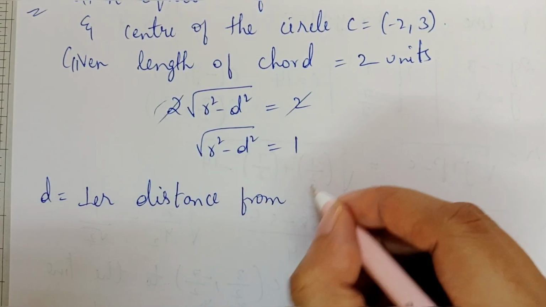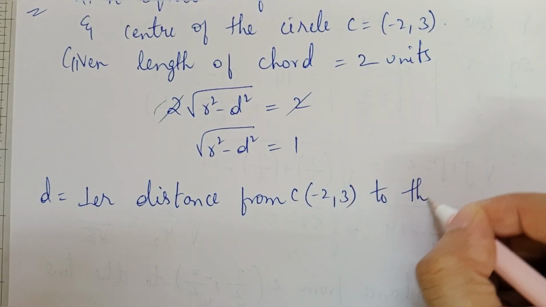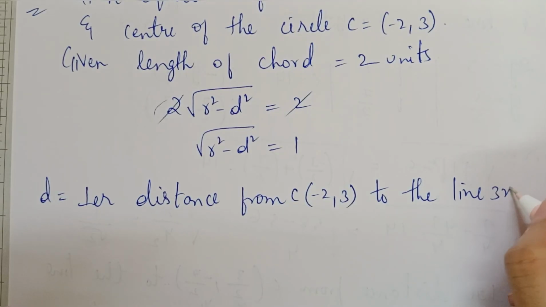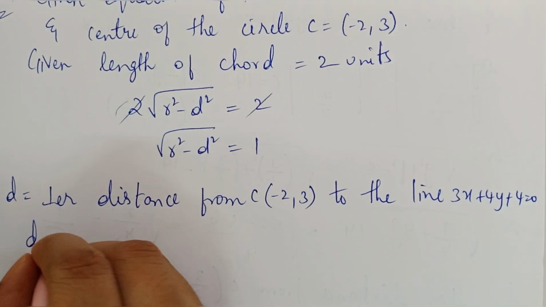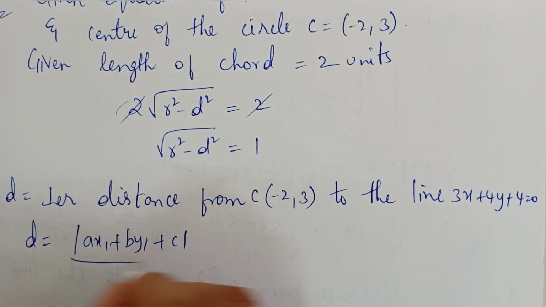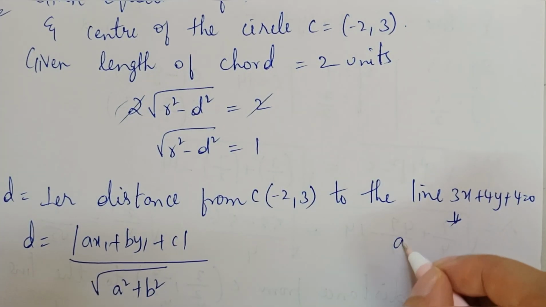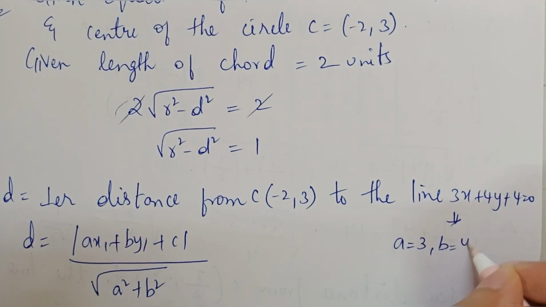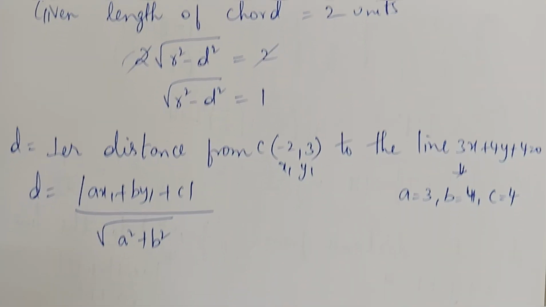So d is equal to the perpendicular distance from the center, which is (-2, 3), to the line 3x + 4y + 4 = 0. As we know the formula, d = mod of a x1 plus b y1 plus c, by root a square plus b square. So this can be compared. The a value is 3, b is 4 and c is also 4. This will be our x1 and y1. We need to substitute here.